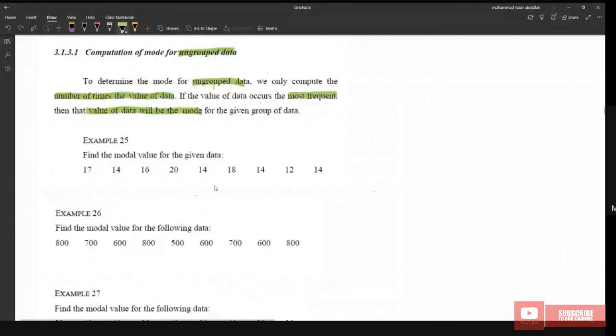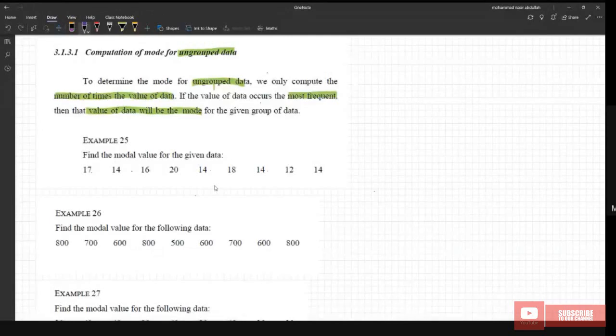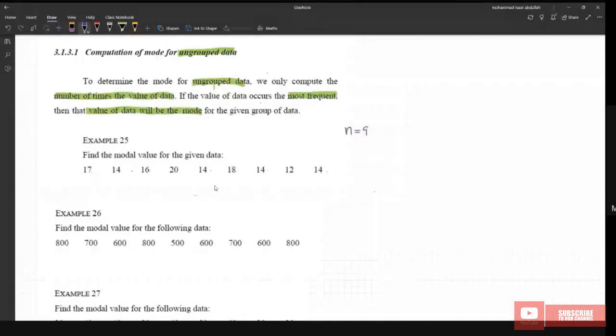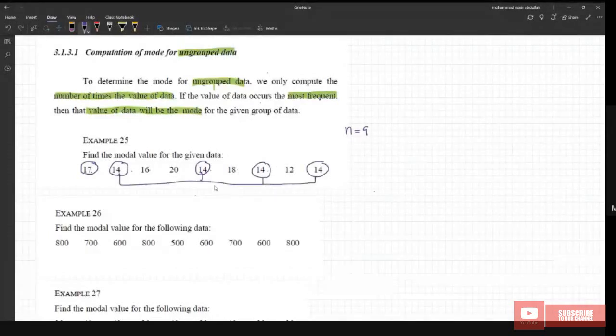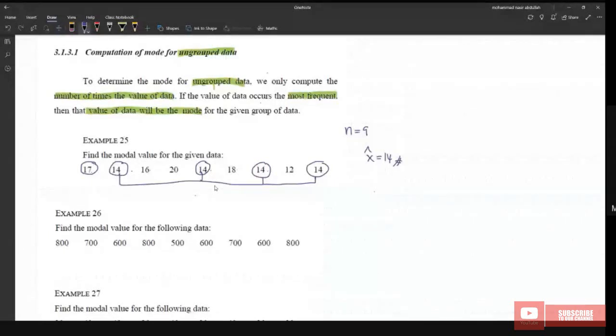Now look at example number 25. We have 1, 2, 3, 4, 5, 6, 7, 8, 9, so n equals 9 observations, right? 17 occurs only once. 14 occurs 1, 2, 3, 4, so 14 occurs 4 times in this data, right? 16 once, 20 once, 18 once and 12 once. So the mode is equal to 14. So easy, right?